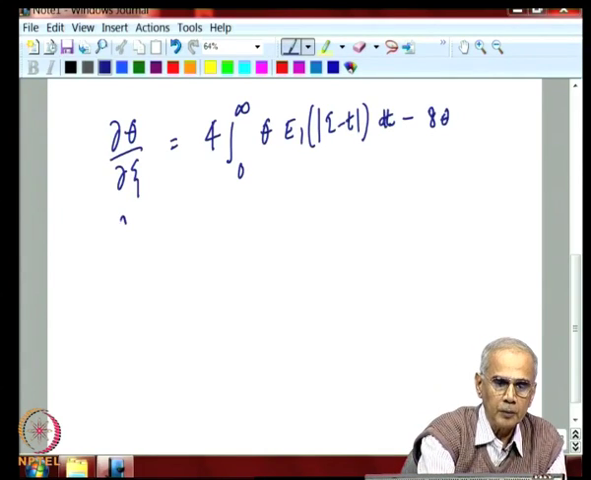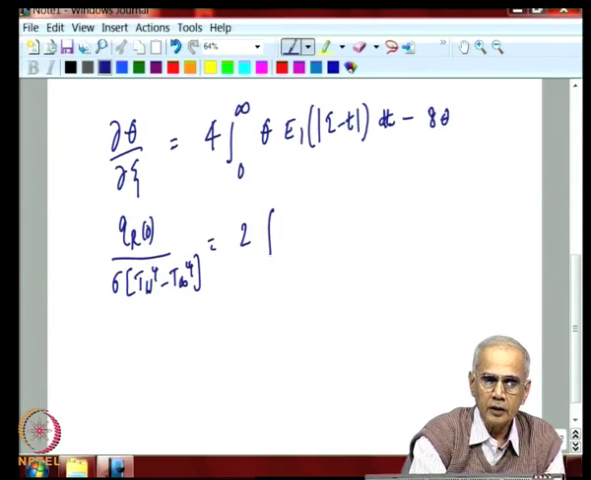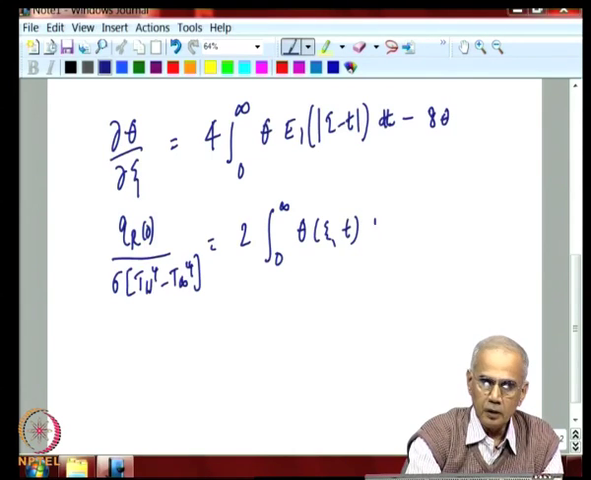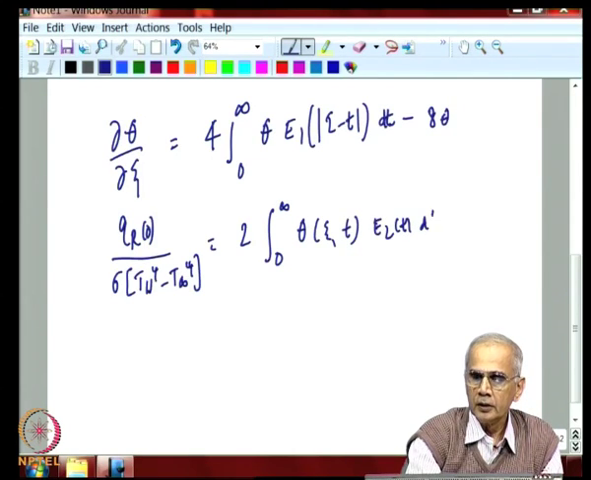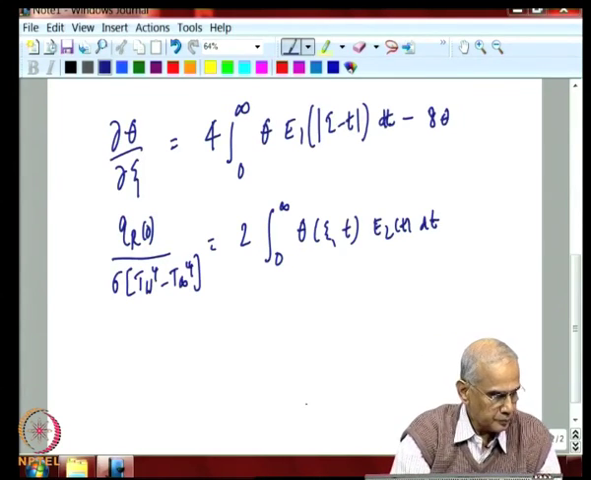Before that, we will also mention what the wall flux is. The wall flux is a very important expression that we need to obtain. That can be written as a ratio of the wall flux with radiation to the wall flux without radiation, and that will come out as this. So, once you solve for theta, you substitute here, and you get the wall flux.